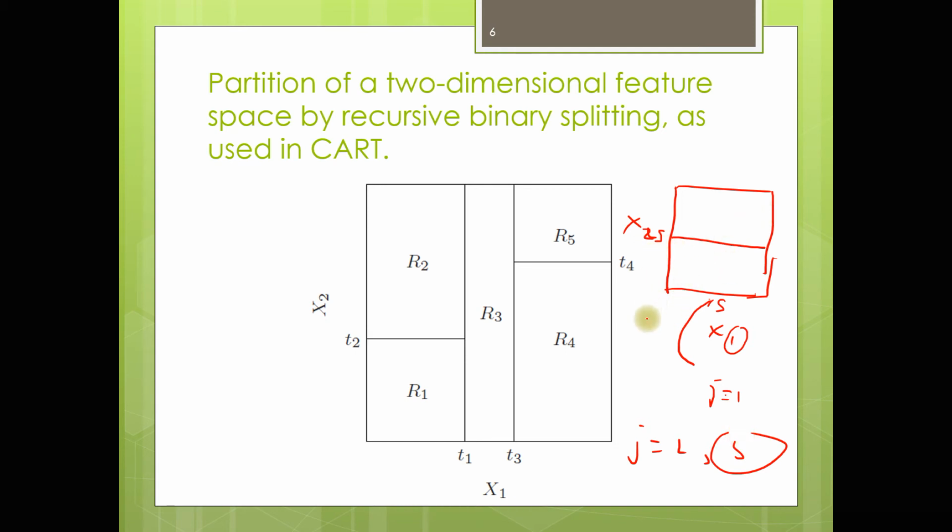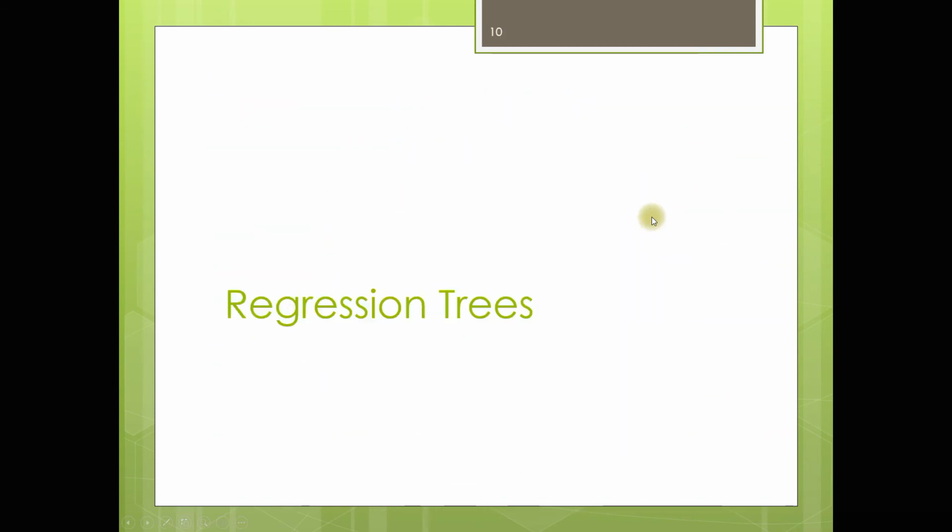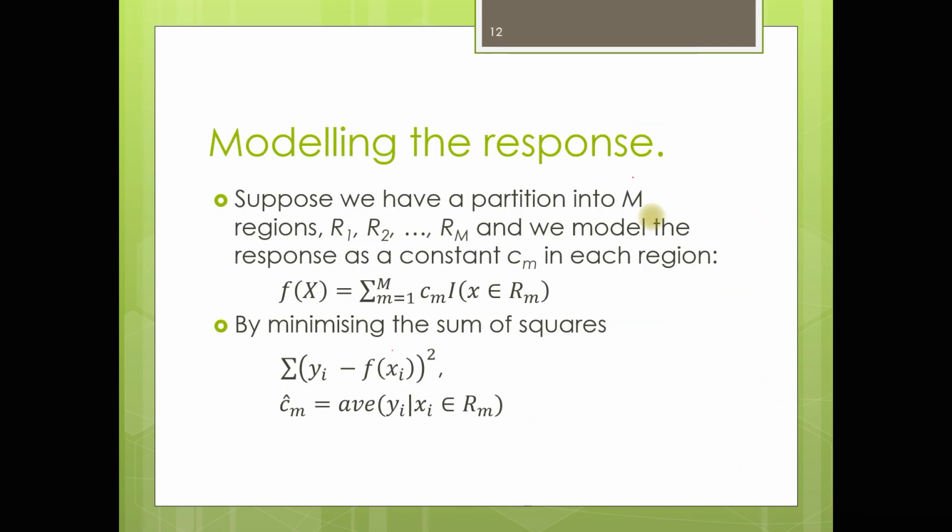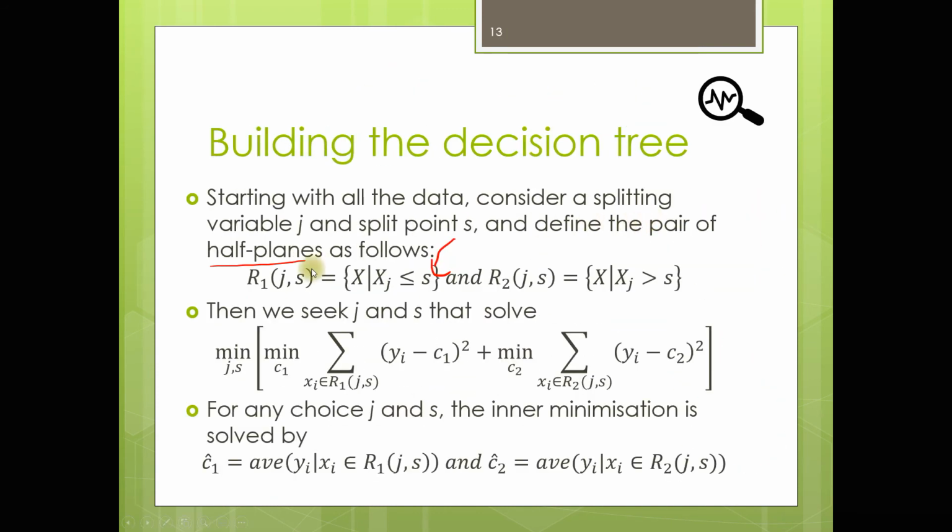So you would have two regions, one for x2 less than s, and one for x2 greater than s, that is going to be the region to be defined. So let's get back here. This is what we are doing here.